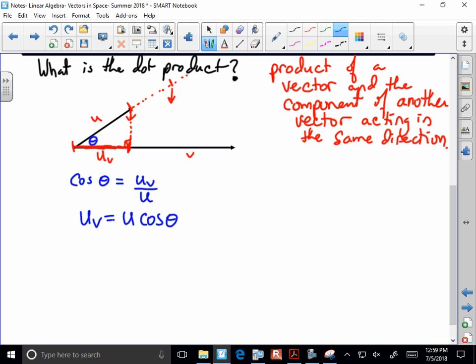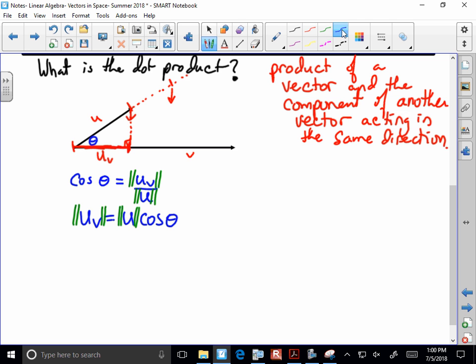All right. Now, what is really U? I've designated them as U and U sub V, but they're really magnitudes, right? Because I can't do a mathematical operation the way I've illustrated it here without actually having numerical values. All right. So the dot product, again, is defined as the product of the vector and the component of another vector acting in the same direction. So here's my other vector, U. I want the part of it that is acting in the same direction as V, multiplied by the magnitude of V.